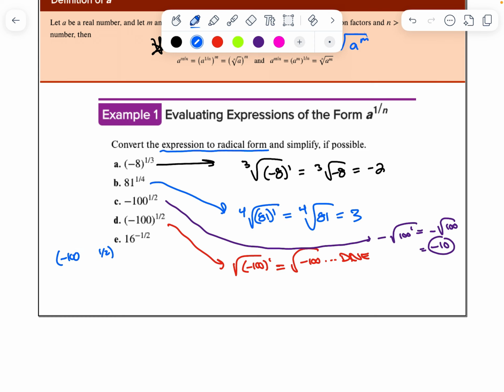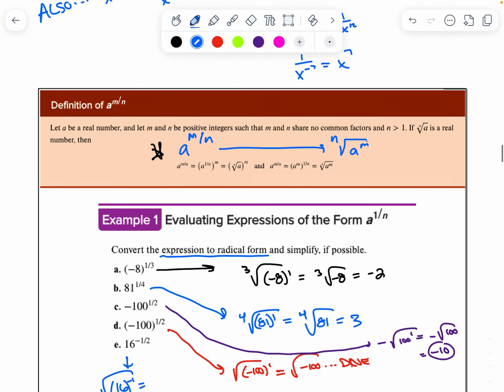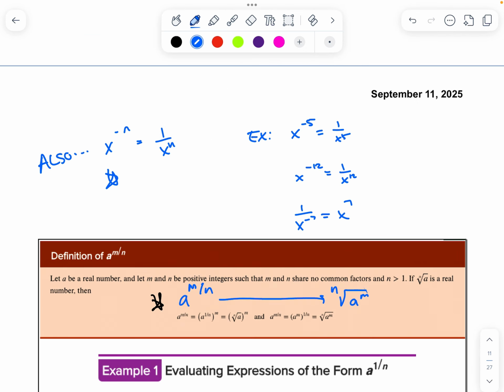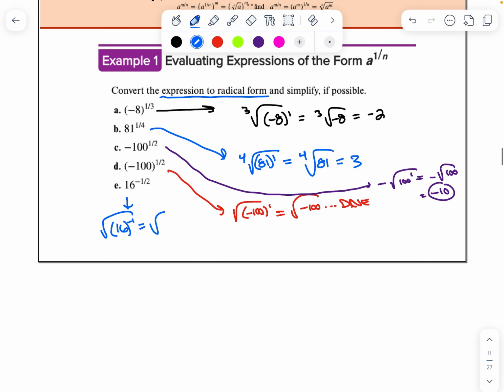All right, 16 to the negative 1/2. That's the same thing as the square root of 16 to the negative 1. And remember that negative exponent rule here? That's the same thing as the square root of 1 over 16, which is equal to 1 over 4.